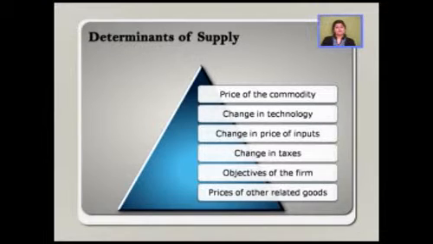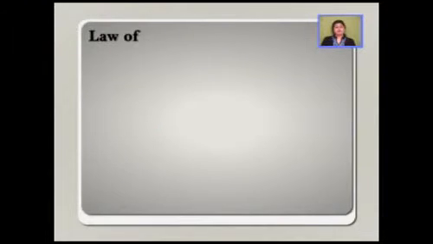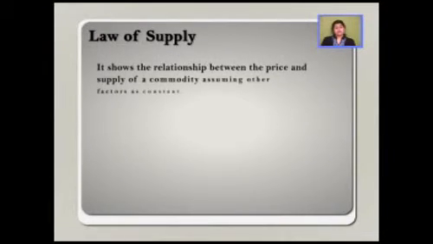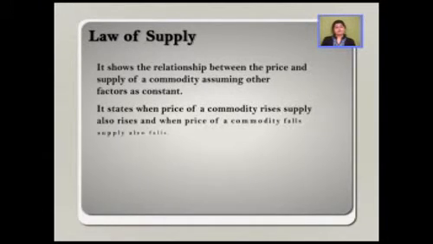Now, after being familiar with the determinants of supply, let's move on to the law of supply. As we did the law of demand, here we are doing the law of supply. Law of supply states that there is a positive relationship between the price and the quantity supplied. This means that price increases, supply increases, price decreases, supply decreases. This law is based on other things being equal.